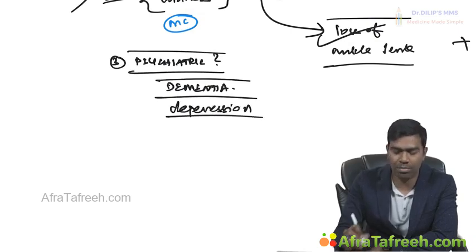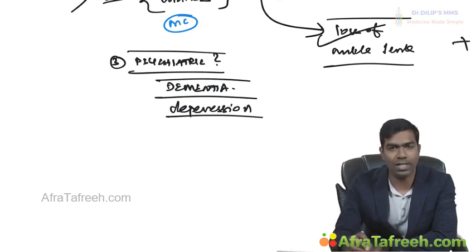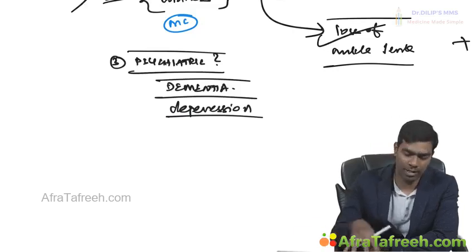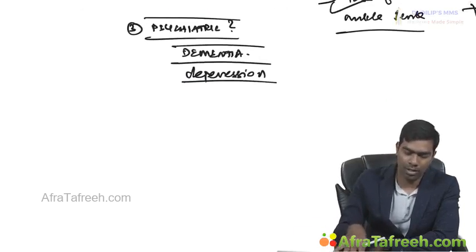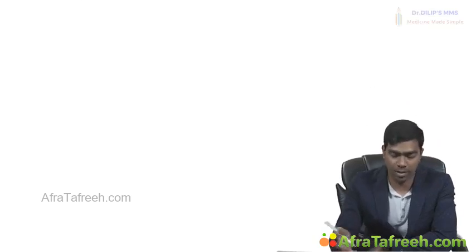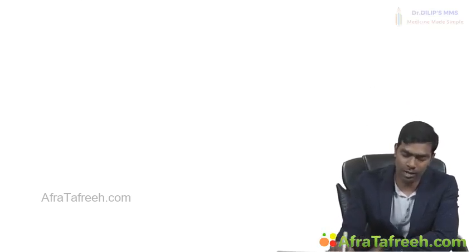A lot of things can happen in B12 deficiency as well. So these are the three things. First is hematological, second is neurologic, third is psychiatric. All these three things are very important when it comes to B12 deficiency. The next thing you have to know is the diagnosis.